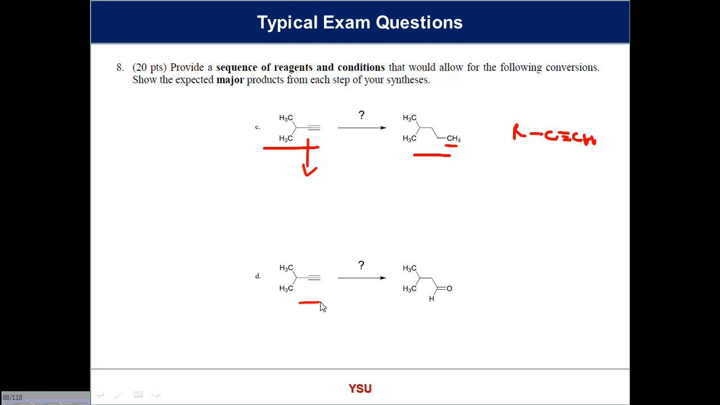Last one. I've had a few questions about this in office hours this week. This one doesn't seem to be so obvious. Do I need to bring in any extra carbons? No, you have the same number in the starting material as the product. What type of chemistry am I thinking here? This is tricky, because it's not immediately obvious, and there's something hidden inside this process that needs to happen to get to an aldehyde.